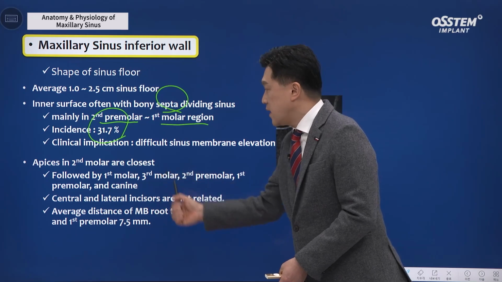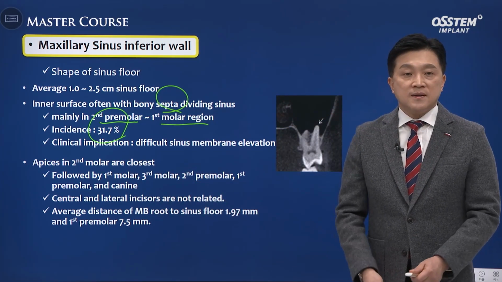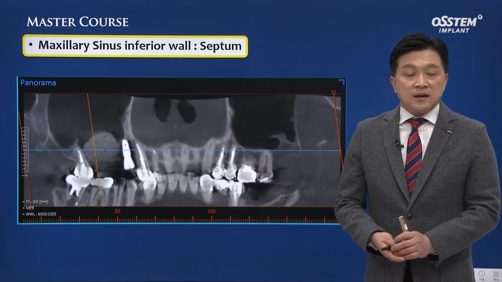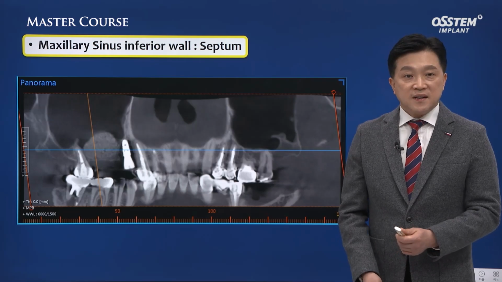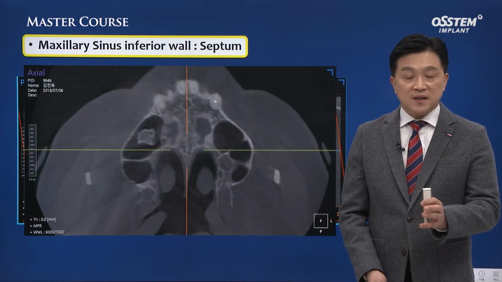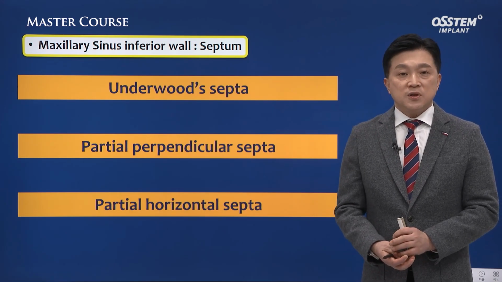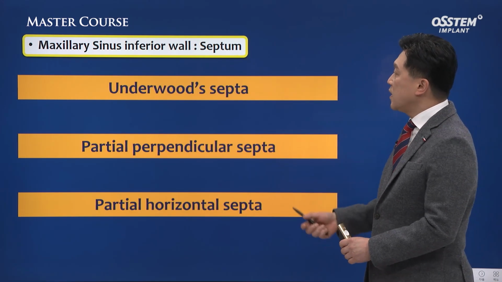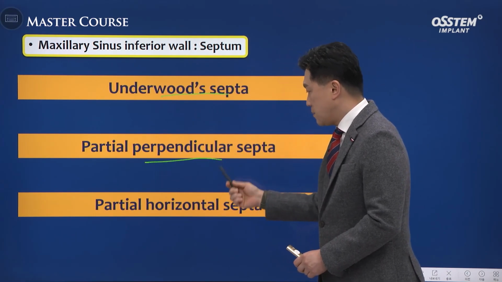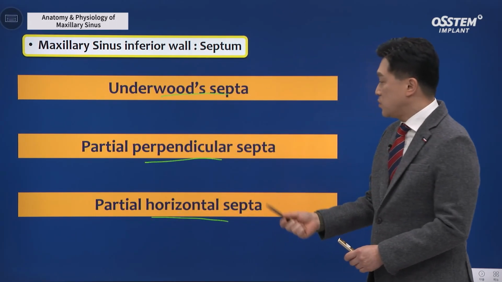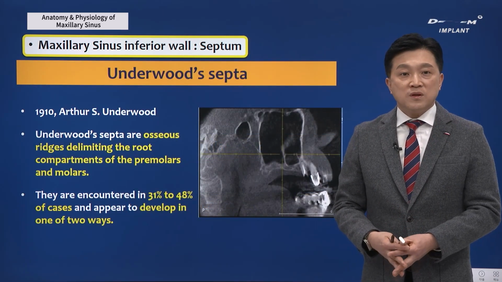It is known that the apices in the second molar are the closest to the sinus. To talk about septum briefly in the inferior wall of the sinus floor, you can see the septum in the CT. It can be divided into 3. There's Underwood septa, partial perpendicular septa, and partial horizontal septa. Let's look at Underwood septa.